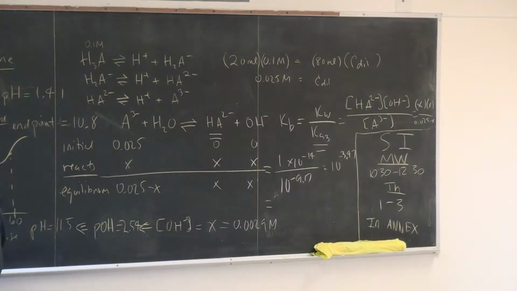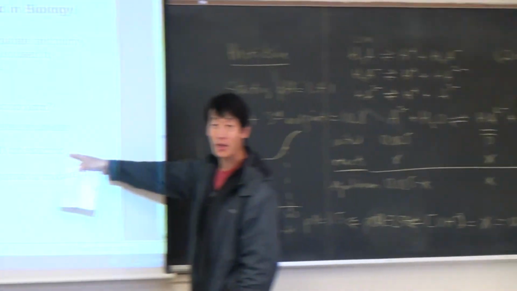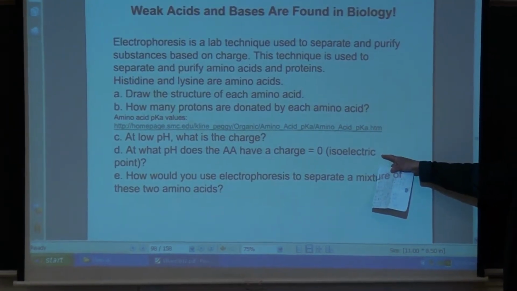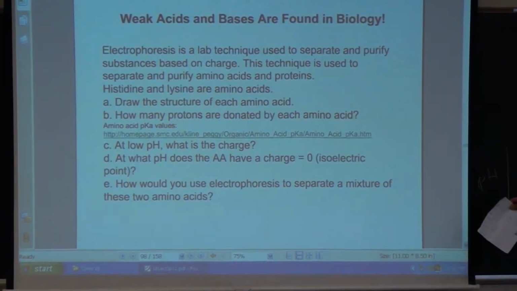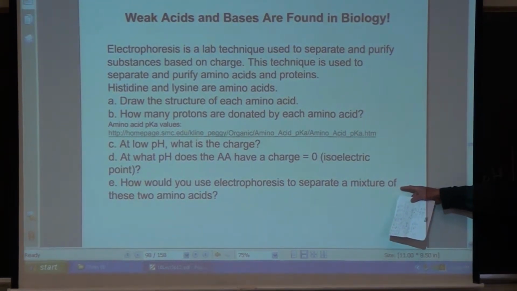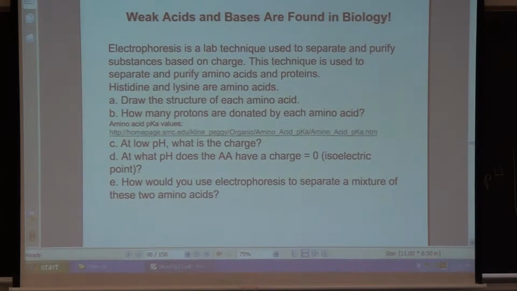Okay, so then, did we do these questions? At what pH does the amino acid have a charge equal to 0? That is, what is the isoelectric point? Did we do this one? And did we do this one? How would you use electrophoresis to figure out the pH? Did we do that part? I don't think we did C because we just stopped it. At low pH, what is the charge? Did we do that? We didn't do those? Yeah, 0. I thought we did.